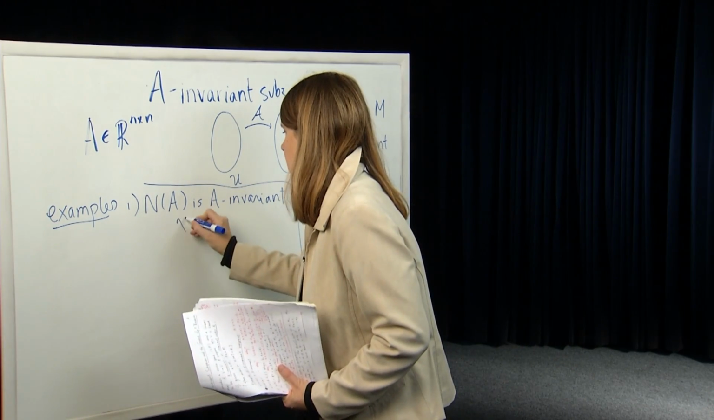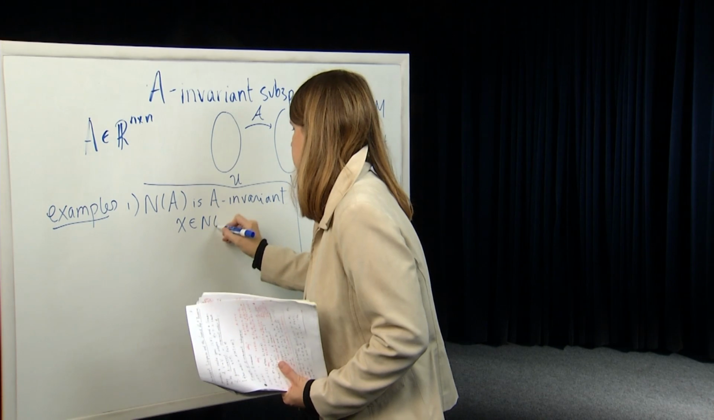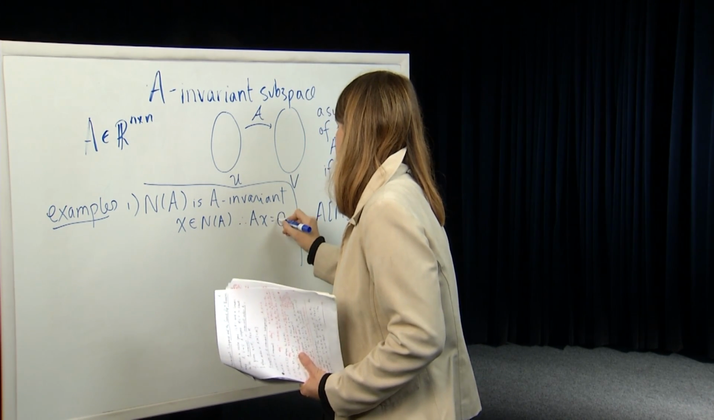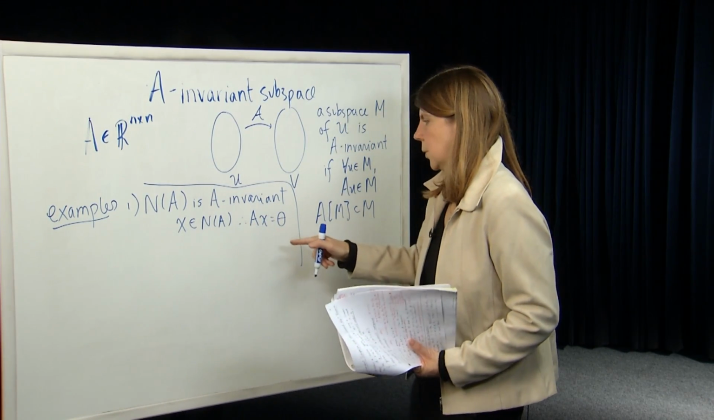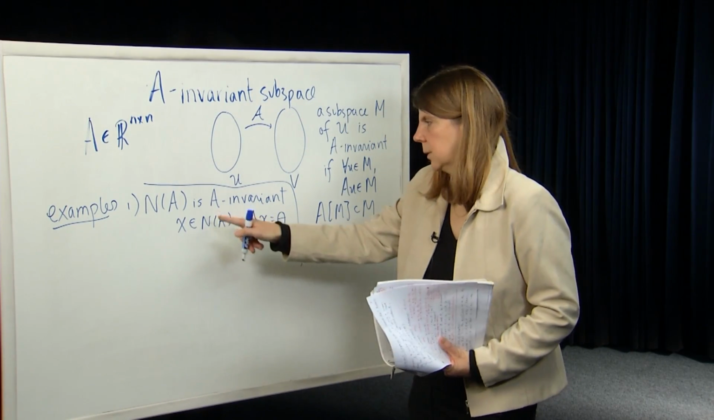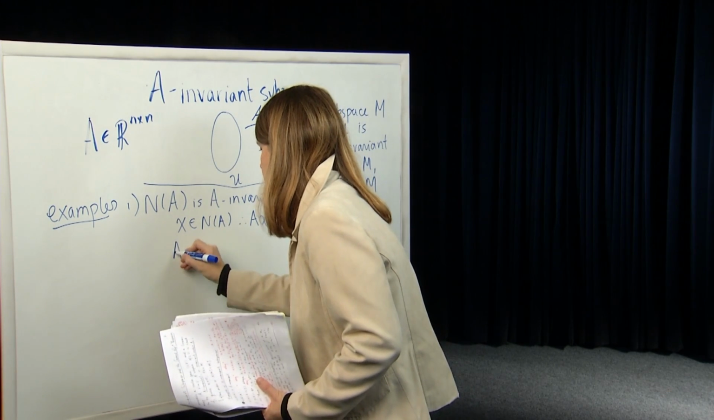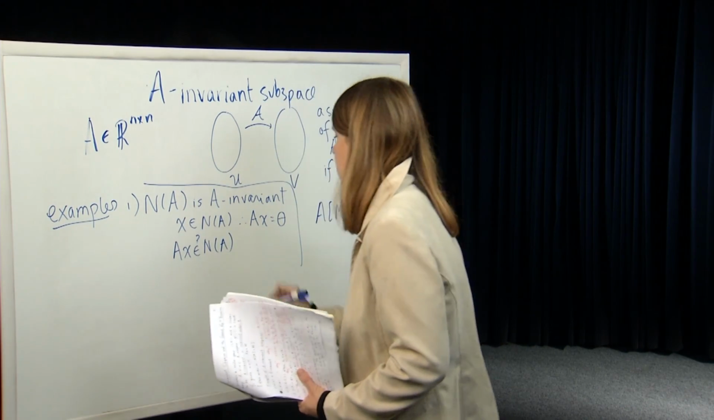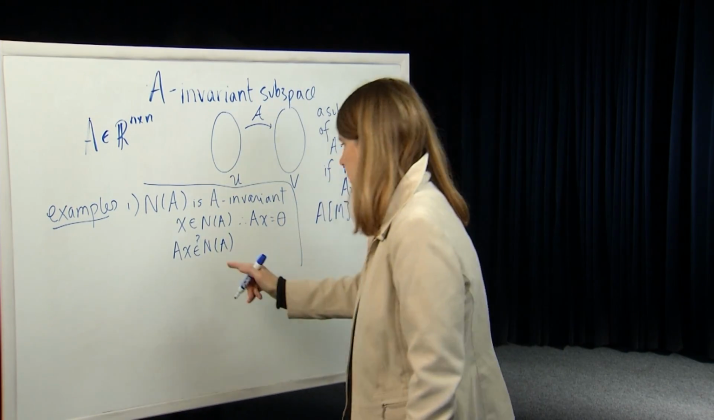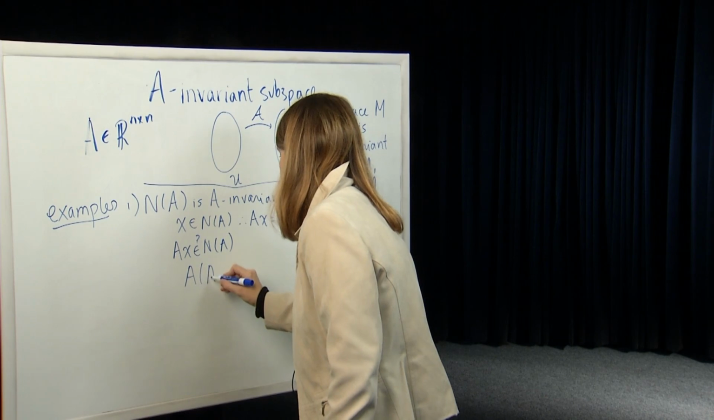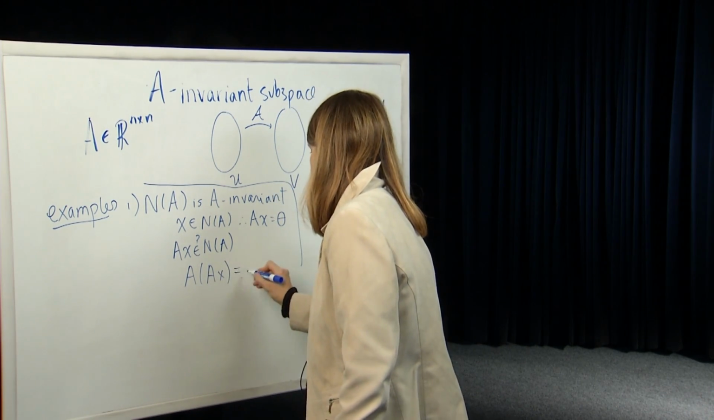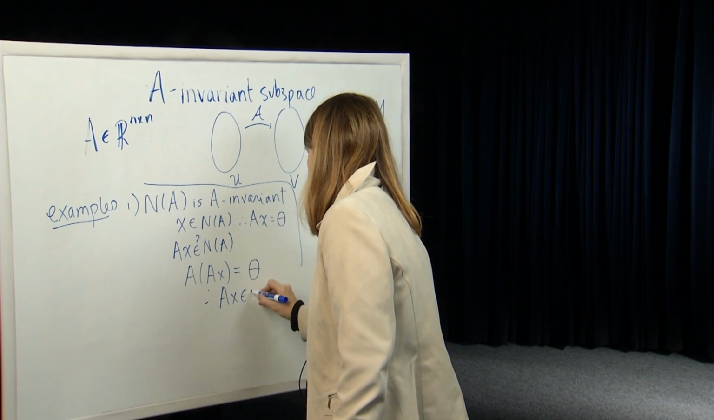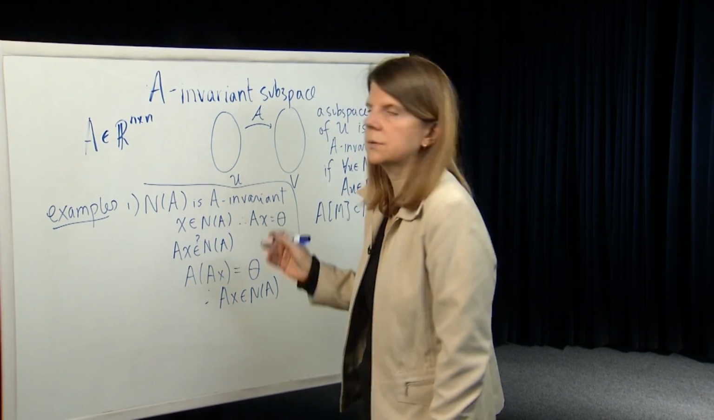So let's take any x which belongs in the null space of A. That means that Ax is equal to 0. Now we want to show that Ax is also in the null space of A. Is it in the null space of A? Well, to check that, we just have to see what Ax is. But Ax is equal to 0 by definition. Therefore, Ax is in the null space of A. It's very simple to show these.